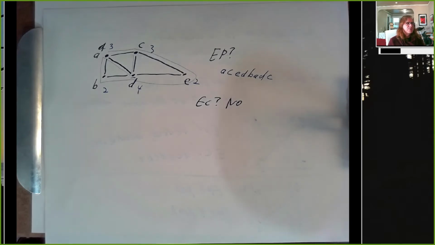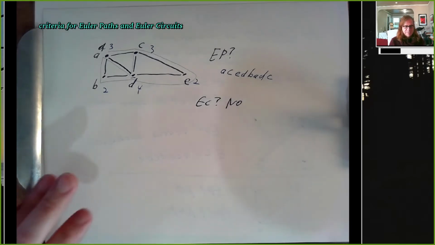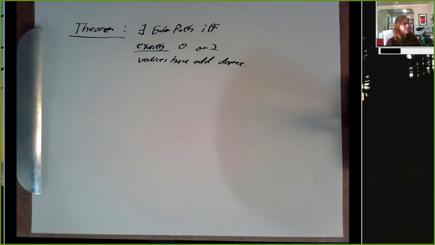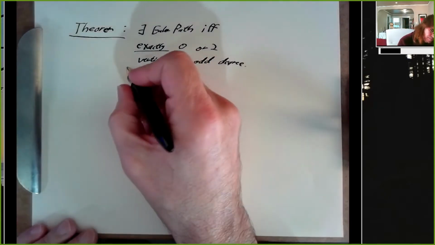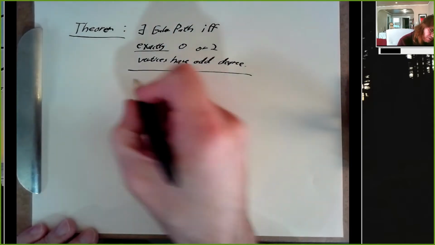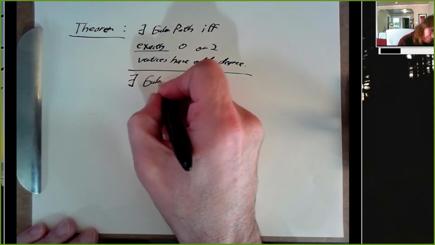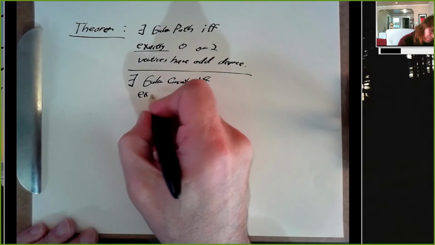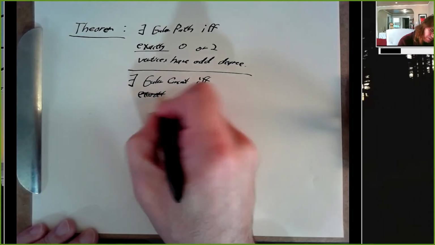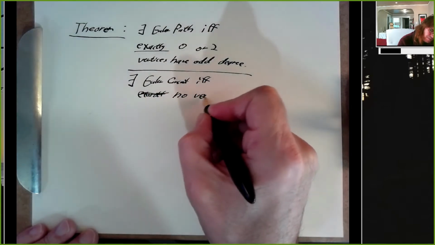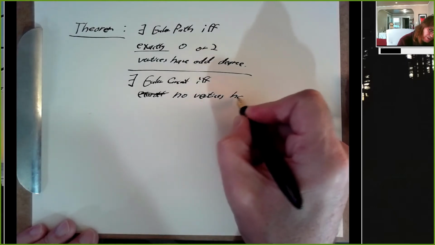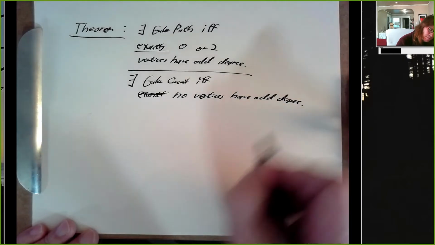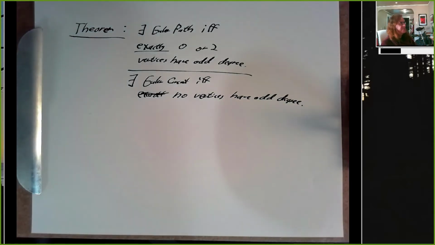So we have this really simple criteria for knowing if there's an Euler path through a graph, and this also tells us if there's an Euler circuit. So there exists an Euler circuit if and only if no vertices have odd degree. In other words, all vertices have an even degree.